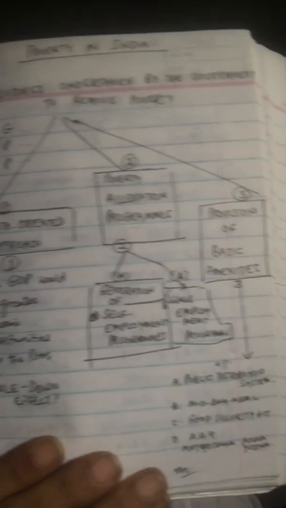So let's just take the first one we've just discussed. We talked about how the growth-oriented approach, and we called it the trickle-down effect as they've named it. But now we're going to do the poverty alleviation programs. So you please look at this.